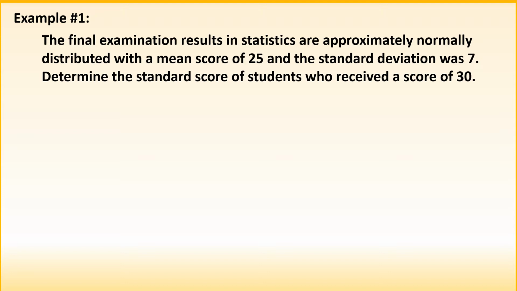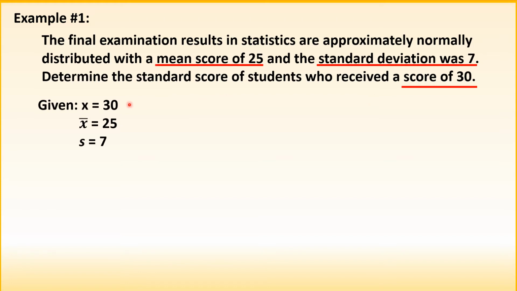So identify muna natin ang mga given. We have your mean, which is equal to 25. Yung mean natin dito is sample mean. And then we have here also the standard deviation. So it's sample standard deviation din to. The raw score, which is equal to 30. So ito ang ating mga given.